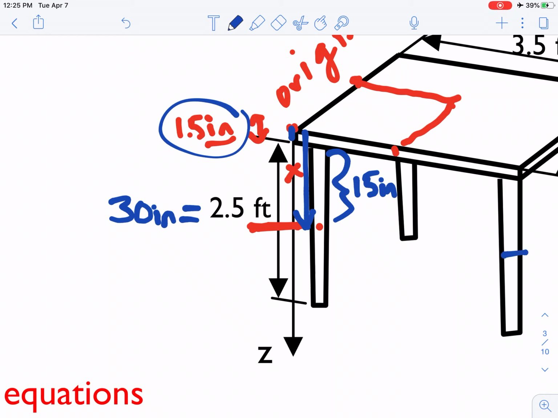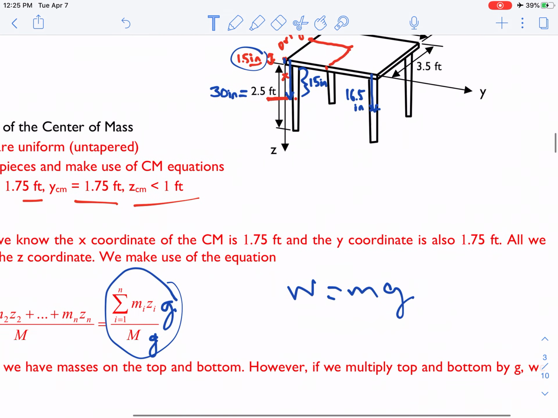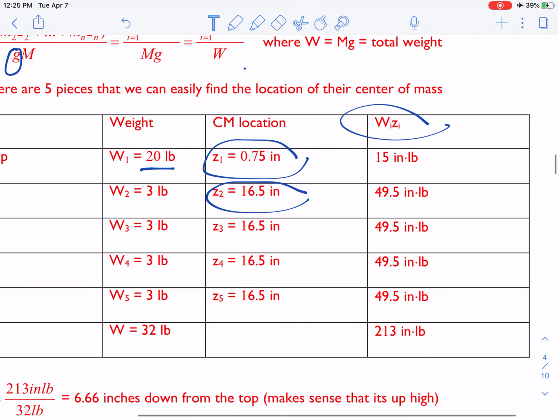So half of the leg height is going to be the center of mass, but you're measuring it all the way from the top. So that becomes 16.5 inches. Okay, so that 1.5 needs to be added because the origin is at the top of the table, not at the bottom of the tabletop. So that's very important. Again, where the origin is really changes everything. So you have to make sure you understand where it is.